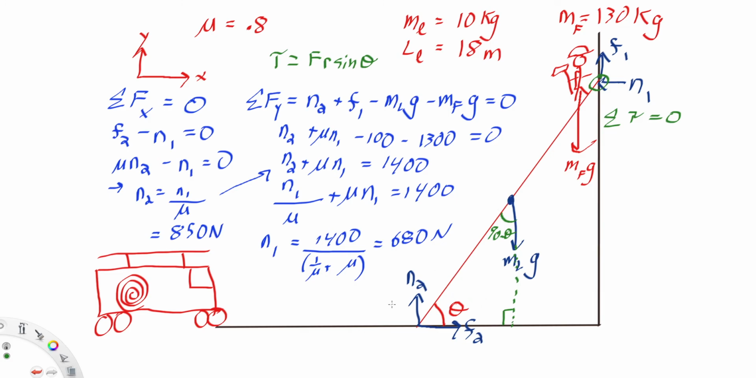By the same token, the angle between N2 and the ladder has got to be 90 minus theta as well, because we have a right angle here between the horizontal and N2. So if from the horizontal to the ladder is theta, then going the rest of the way through that right angle must be 90 minus theta.